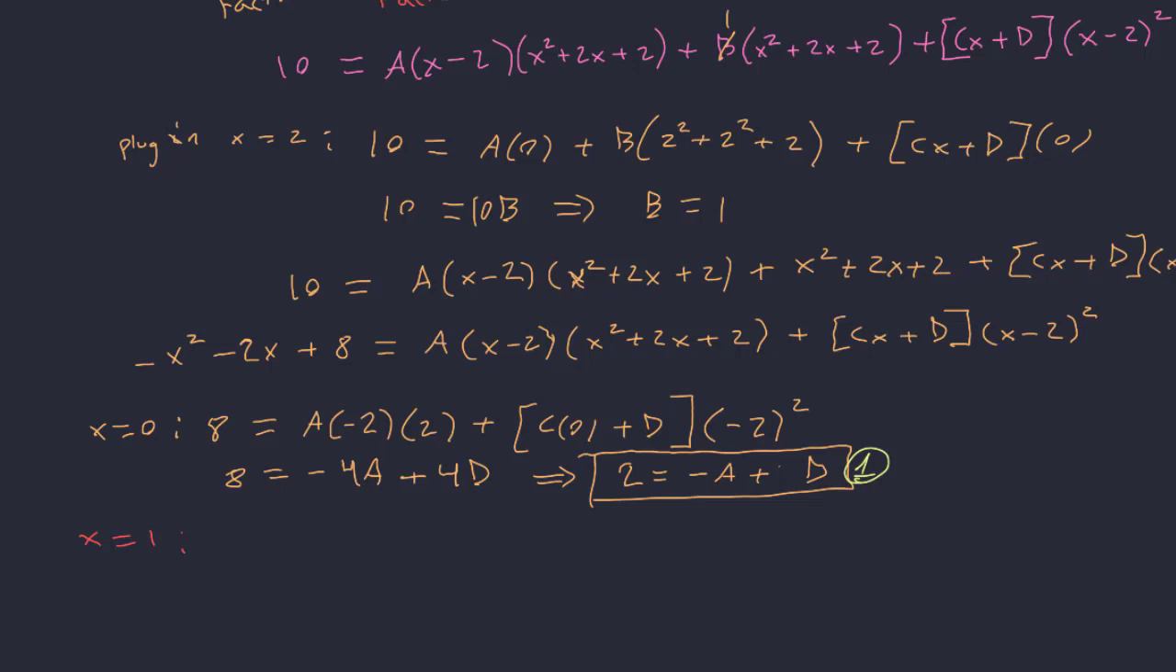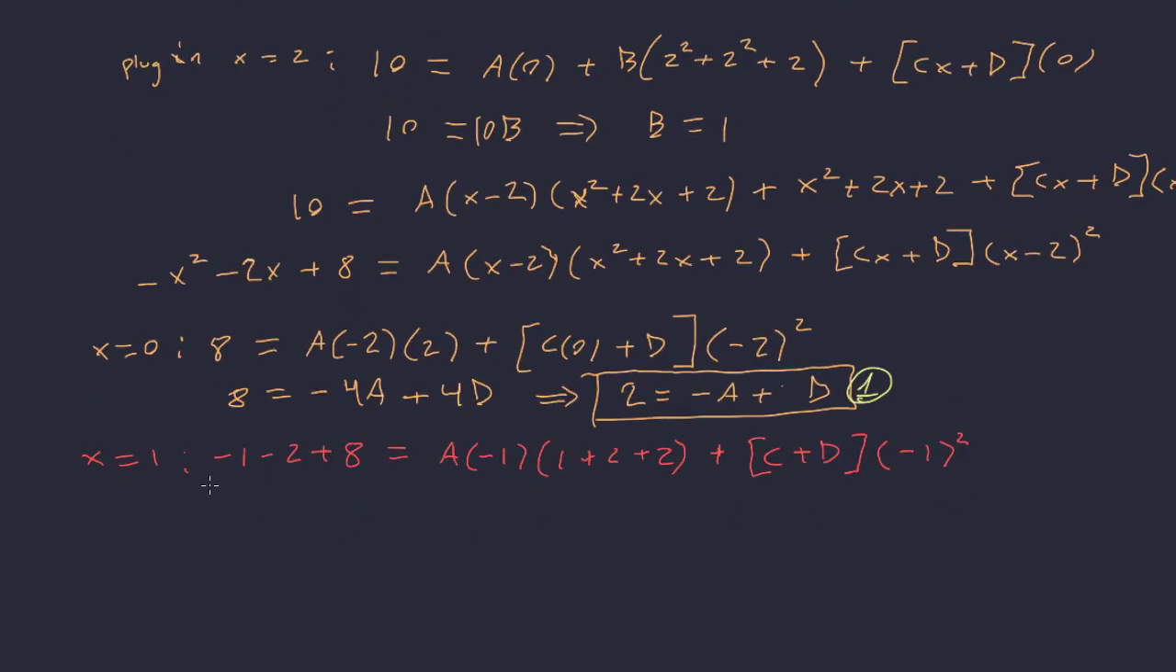So now, let's plug in a 1 and see what happens. Notice I can't plug in a 2 again because I'll just get 0 and 0 here, and that's not going to help. So let's plug in a 1, and I'll get negative 1 minus 2 plus 8 here is equal to a times negative 1 times, here I'll get a 1 plus a 2 plus a 2. Then here I'll get c plus d times negative 1 squared. So here we'll get 5 is equal to negative 5a, because that's a 4 plus a 1 times a negative 1. Then here, that just becomes a 1, so we'll get plus c plus d.